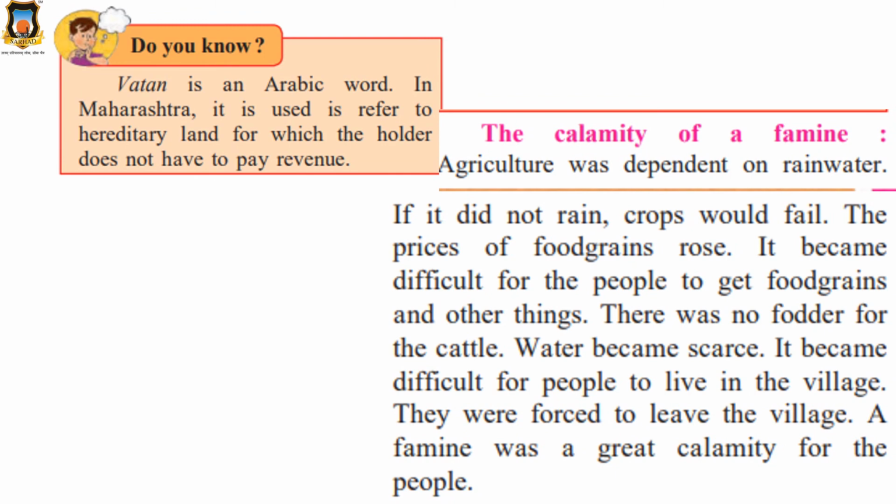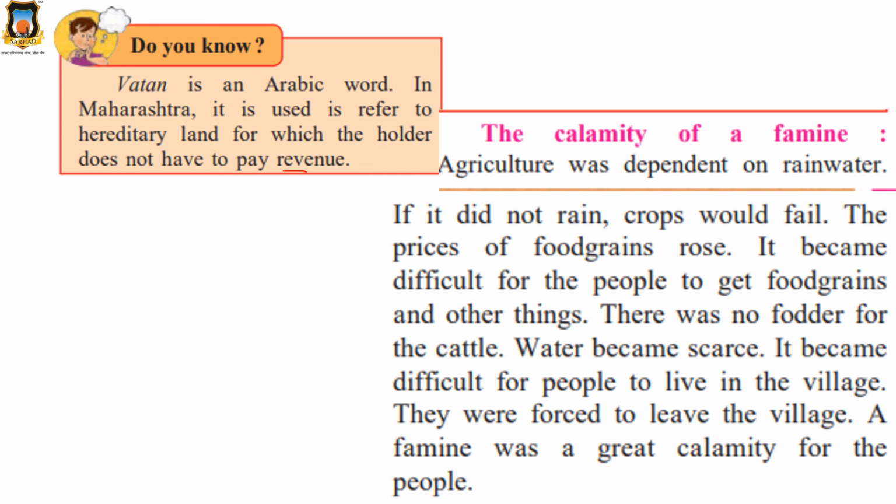Do you know? Watan is an Arabic word. In Maharashtra, it refers to hereditary land for which the holder does not have to pay revenue. Actually it is an Arabic word, but Watan means the land which is our forefathers' land, or the land for which the holder does not have to pay revenue. If it is my land, then I will not have to pay revenue. Then it is my Watan, or I am a Watandar, like that.